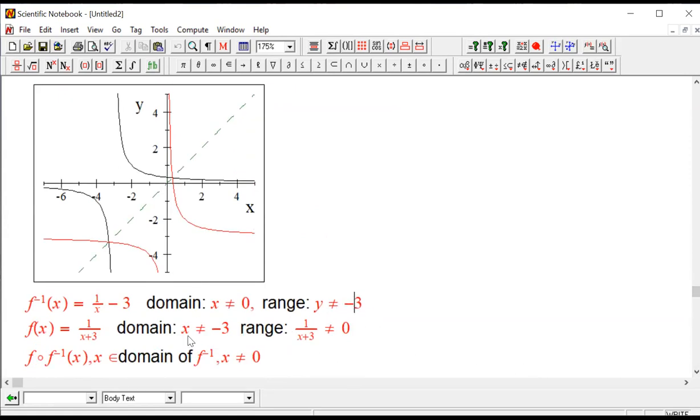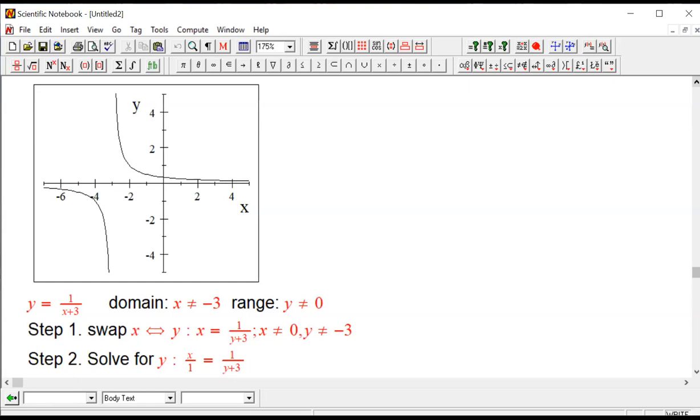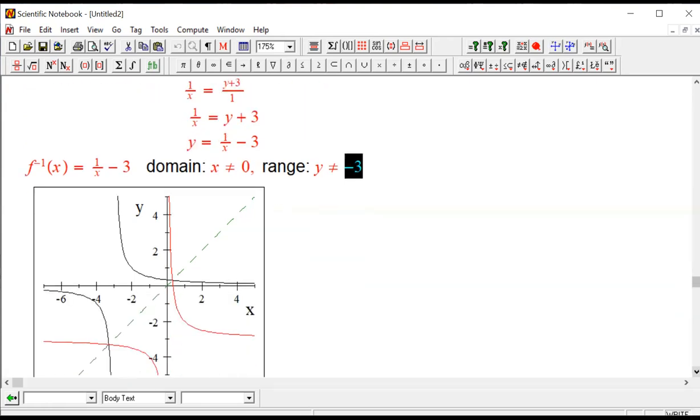Okay, so X cannot be -3. Sorry about that. Let's go back to make sure you get the correction, right? Domain: X cannot be -3. So Y cannot be -3. I dropped the negative sign. That was a mistake. So the range cannot be -3. I got it right here, but then I dropped a negative sign by mistake.